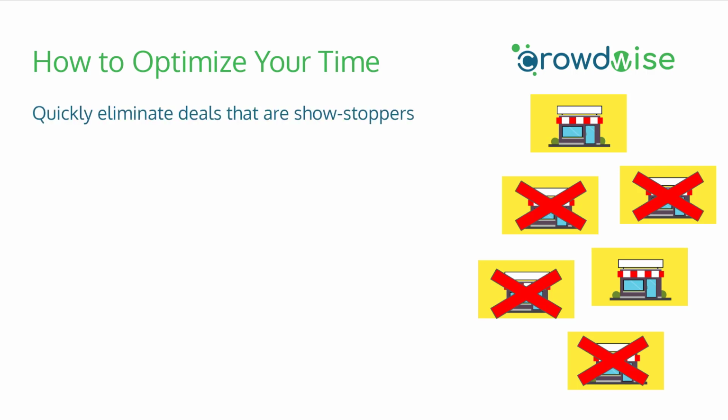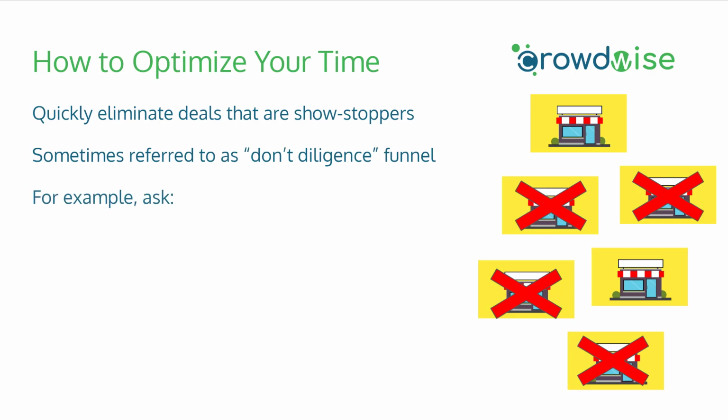That's why it's important to quickly eliminate deals that are showstoppers. I've also heard this sometimes referred to as the don't diligence funnel before you get to due diligence. For example, ask questions such as, what is the minimum investment? Sometimes if it's $1,000 or even $2,000 and you're aiming for your portfolio, as we calculated in past lessons, for something in the $250 to $500 range per investment, then you know right off the bat, whether or not it's an amazing investment, it's probably not a good fit for your portfolio.